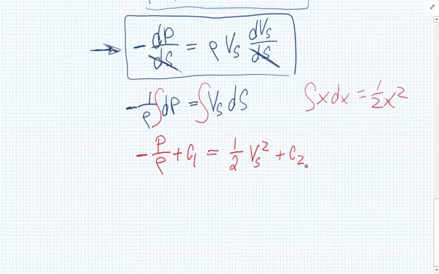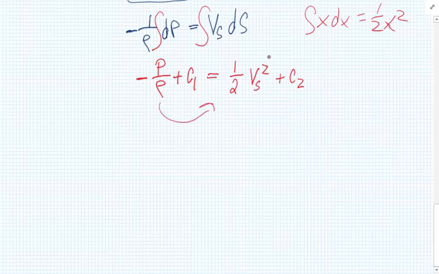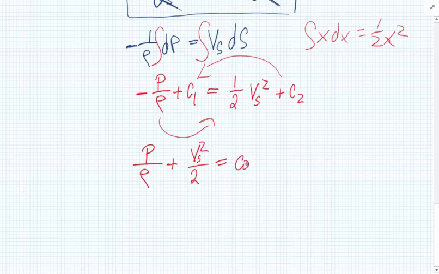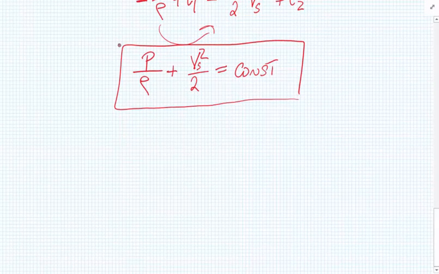So the last step, and we're staring at the Bernoulli equation, we just have to rewrite it in a form that looks better for us. So I'm going to bring this term over here, and combine my constants over there, and rewriting it, we're going to end up with p over rho plus vs squared over 2 is equal to a constant. And there you go. There's the Bernoulli equation without gravity.